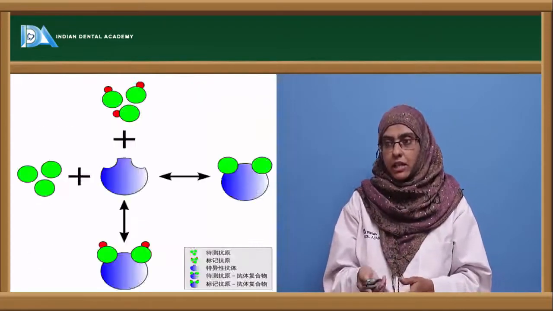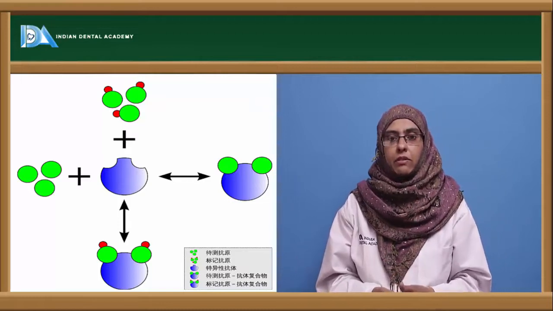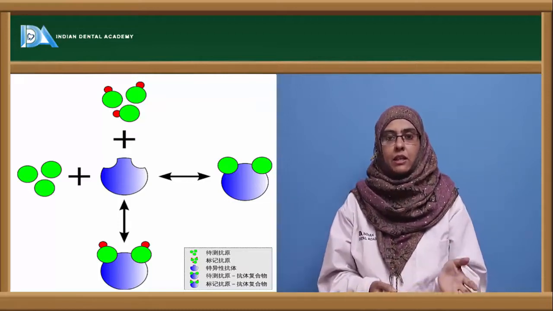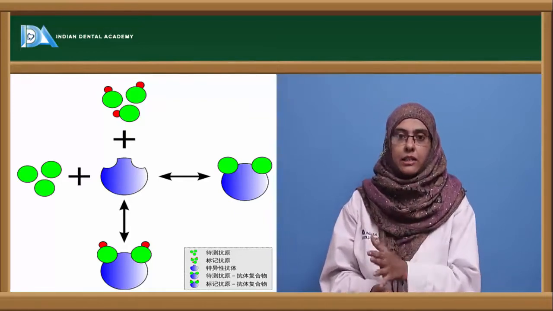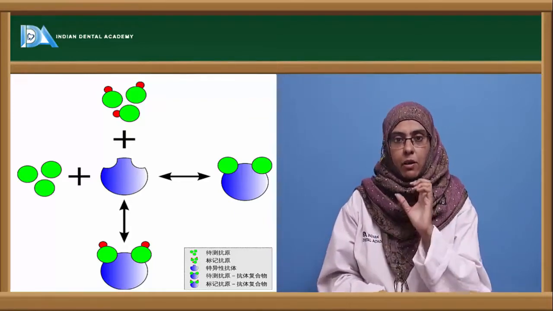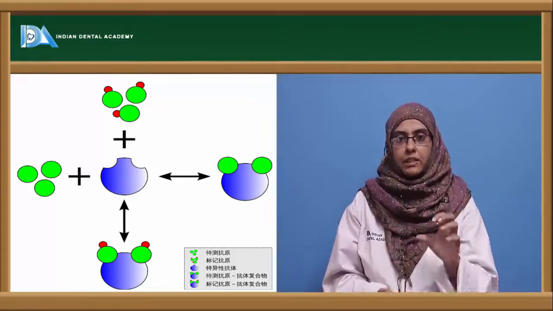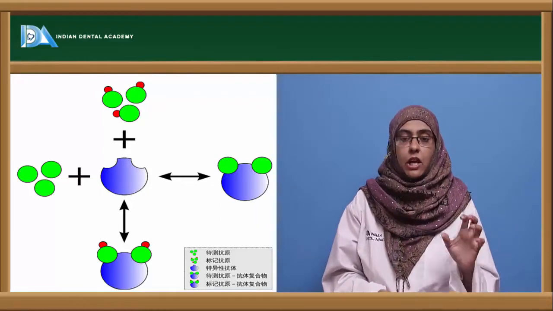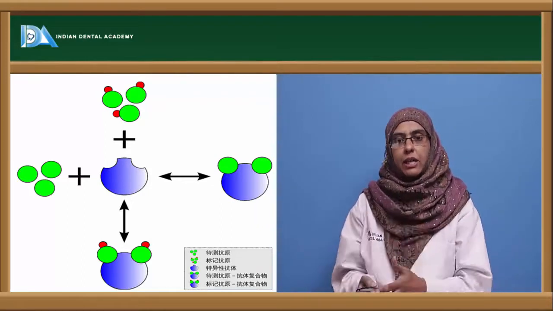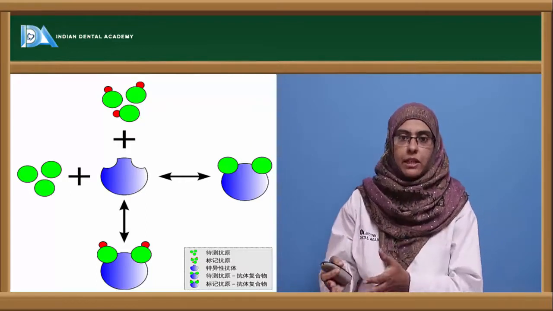And this radioimmunoassay is usually based upon a competitive interaction between a labeled antigen and unlabeled antigen. So here the antibody amount will be fixed, whereas the labeled antigen will be added along with the unlabeled antigen. So there is a competition between a labeled antigen and the unlabeled antigen towards a particular antibody.